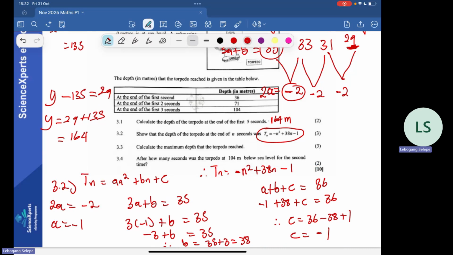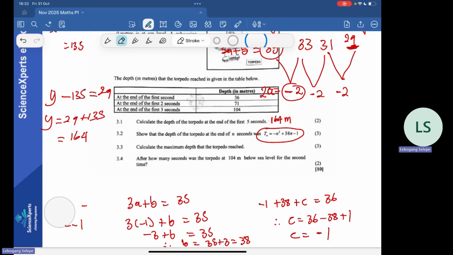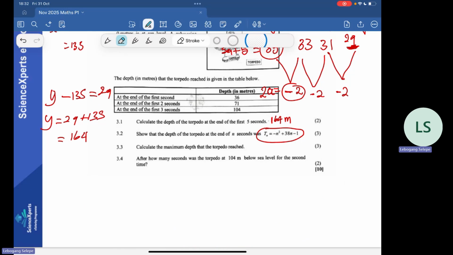All right. I'm going to use the normal eraser. Hope that made sense, guys. Let's move on to 3.3.